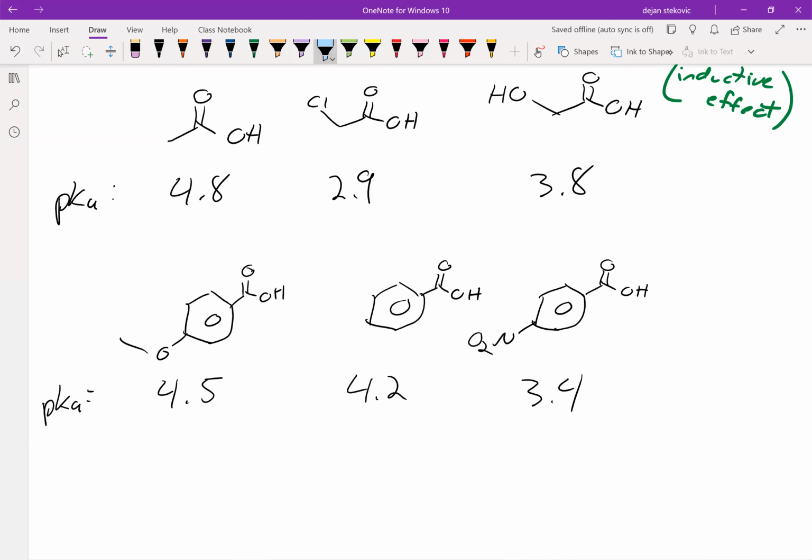So remember that this methoxy is an electron donating group, and electron donating groups make the compounds less acidic, right? This is the same thing that we learned with the phenols. Whereas over here, we have a nitro group, which is an electron withdrawing group, which makes it more acidic. And these have to do with both inductive and resonance effects.